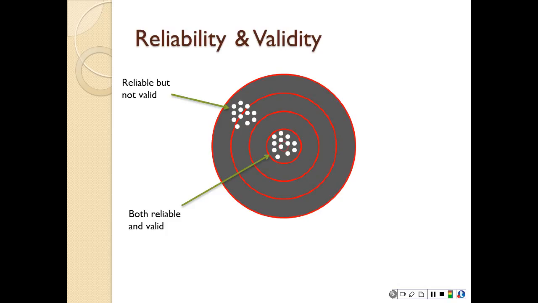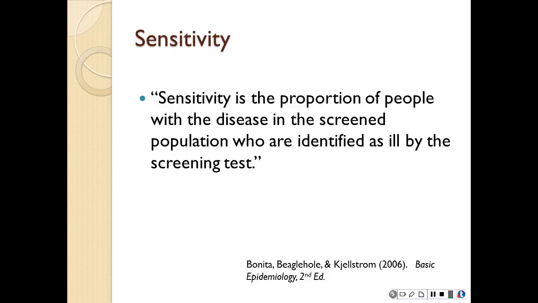So you can have a test that's reliable but not valid. Here, we keep getting the same answer, but it's the wrong answer. So a test can be reliable but not be valid. Now, a test cannot be valid if it's not reliable. So with a valid test, we get the right answer, but it also needs to be reliable because we get the right answer every time. Right? Makes sense? All right.